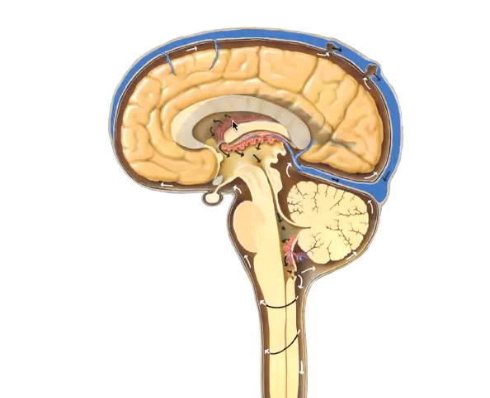So CSF basically is made by this structure, which is called the choroid plexus. It lines the floor of the lateral ventricle and the roof of the third ventricle and the roof of the fourth ventricle. And it's made of specialized cells which are fed by special blood vessels, and the CSF is then produced, and then it exits the ventricles into these subarachnoid spaces.